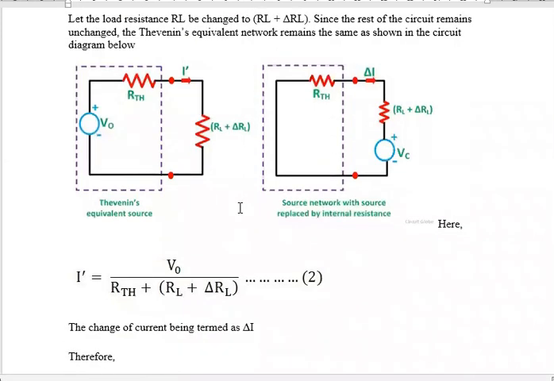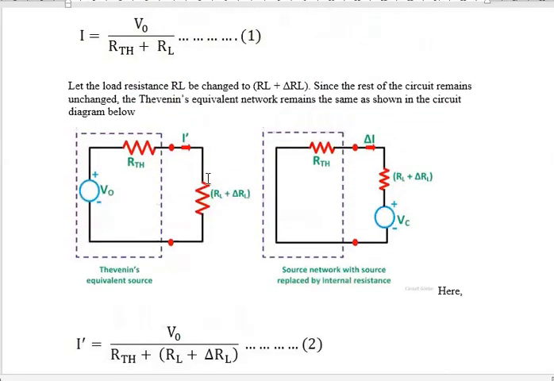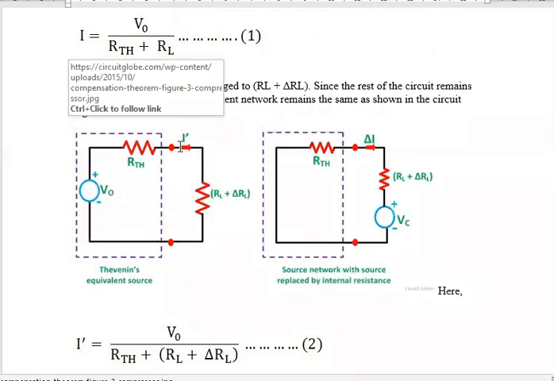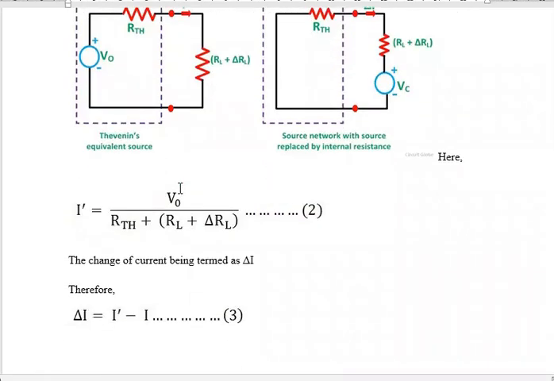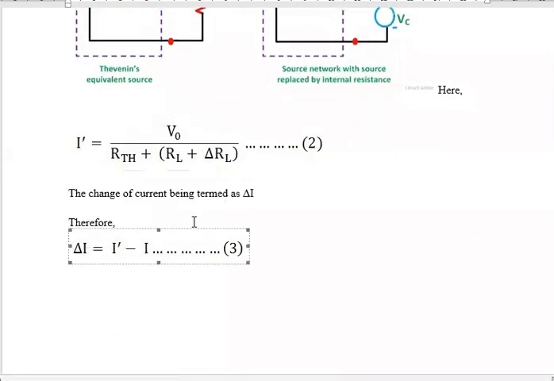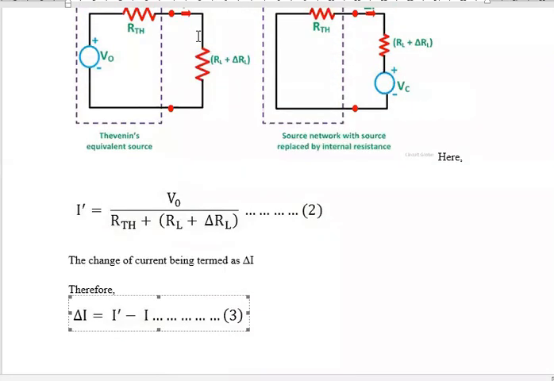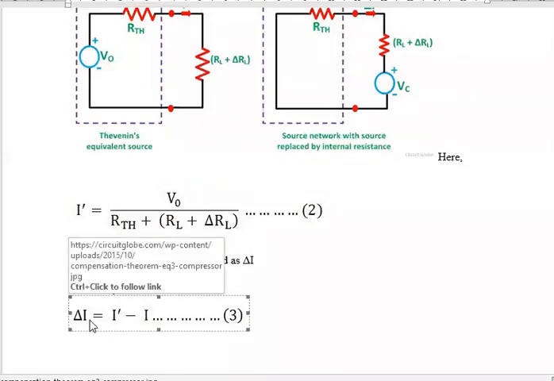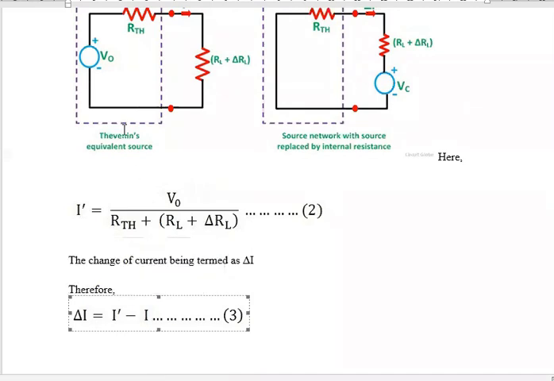Now, how can you find the change in current? Previously, it is I in this branch. Now, it is I dash in this branch. So, simply by taking delta I, which is the change in current in this branch, delta I is equal to I dash minus I.